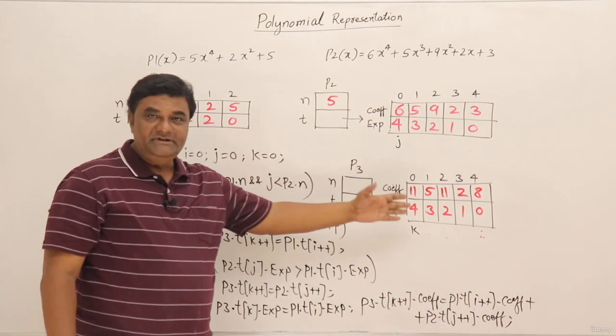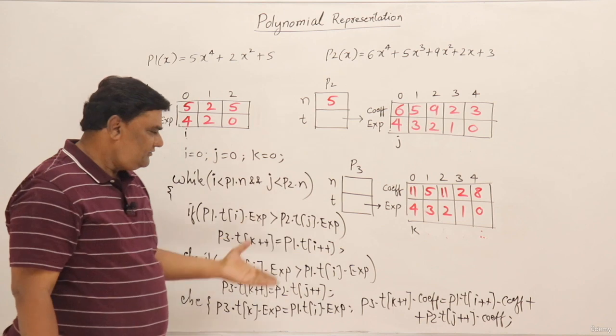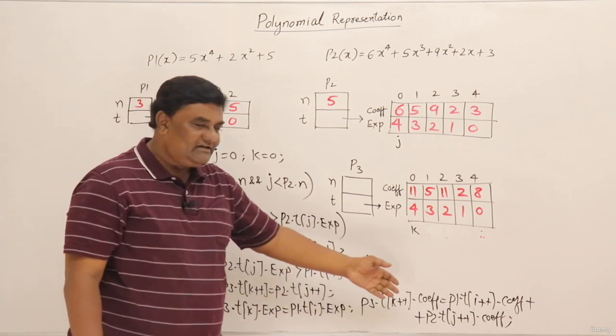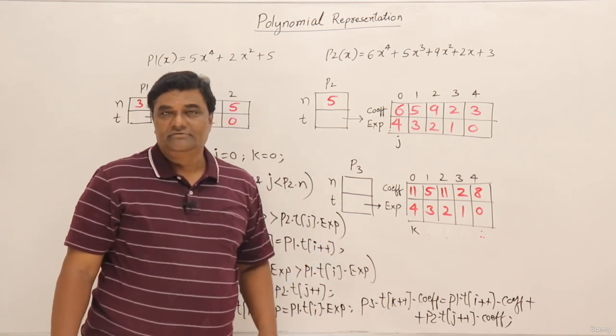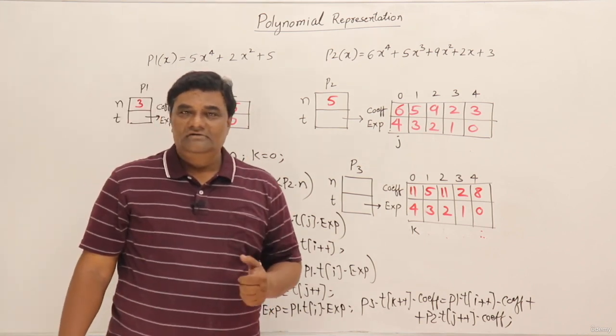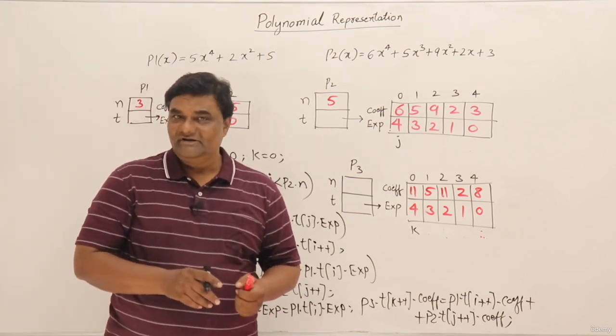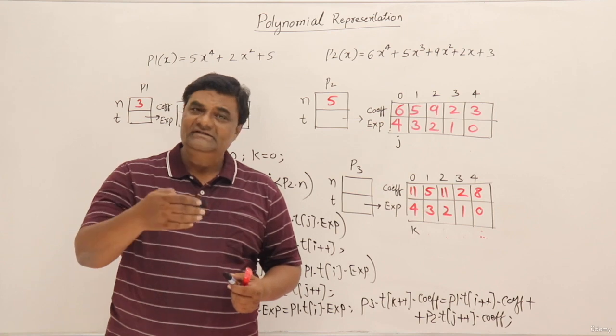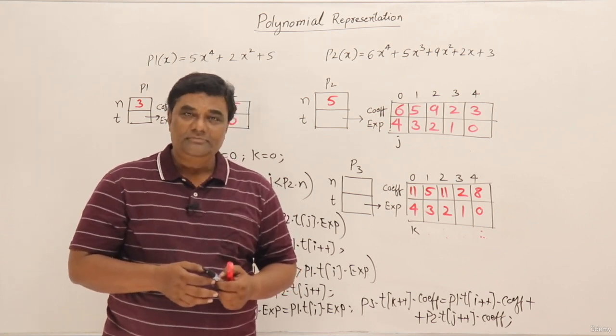So here I have explained with an example and also how the program code should look. I have written the code also. So this code we will use in the program. So that's all about polynomials and the representation. Then we will see the complete program on polynomials.